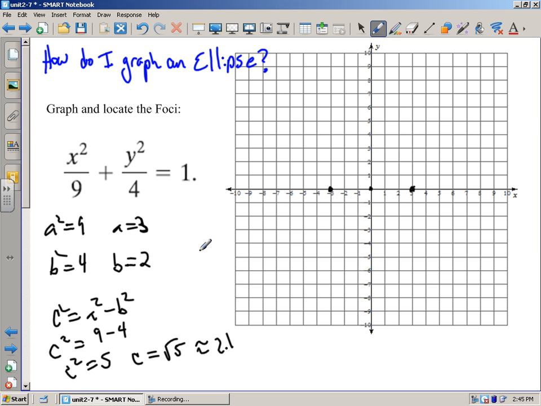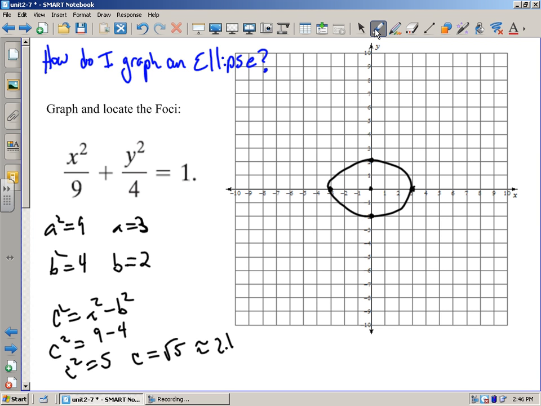Now my b distance is 2, so I go from my center and put my distance of 2. And then I'm going to do my best to draw an ellipse. I've been told they look like lemons or footballs or whatever, and they're not that great. But that's what it looks like.